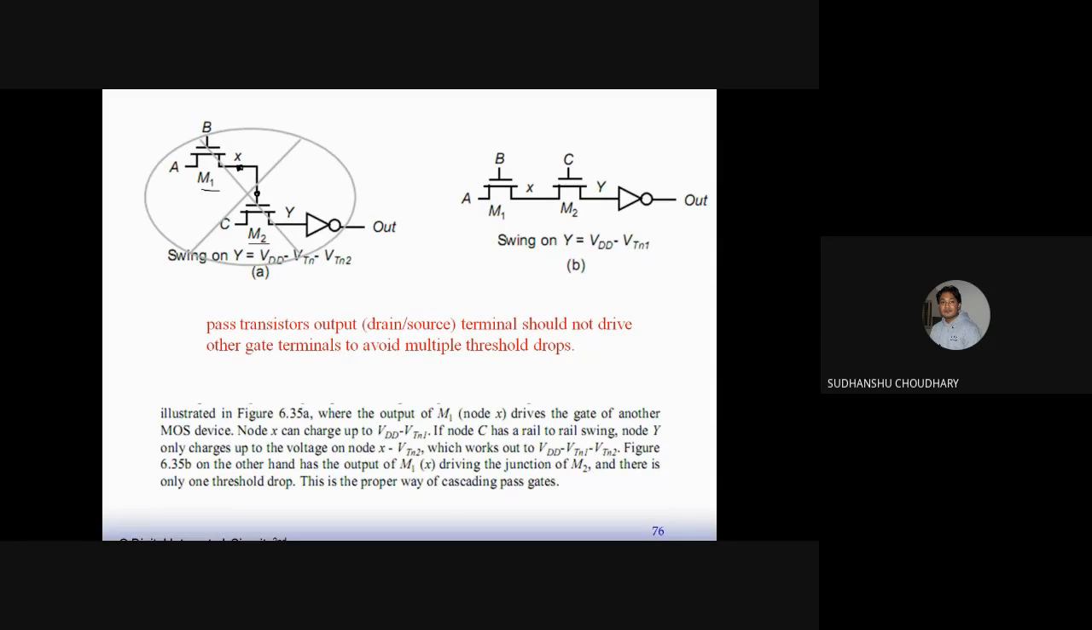Here you will see that there is a problem of multiple threshold drops. At this point X, we had VDD minus VTN, so we say there is a threshold drop, VTN1 let us say, or maybe VTN. And if the same VDD minus VTN is applied to the gate of this MOSFET, at Y you will find another threshold drop. So the total voltage appearing at Y will be equal to VDD minus 2 times VTN, that is VTN of 2.